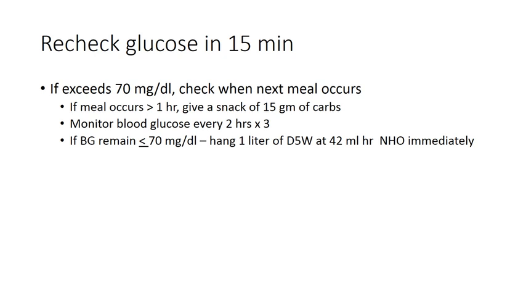Okay, if you recheck the glucose in 15 minutes and it's greater than 70 milligrams per deciliter, check and see when the next meal is ordered. If it's going to come in more than an hour, they want you to give the patient a snack of 15 grams of carbs. And you're going to continue to monitor this patient every 2 hours times 3. If the blood glucose is less than 70, they want you to hang a bag of D5W at 42 mils an hour and notify the house officer.